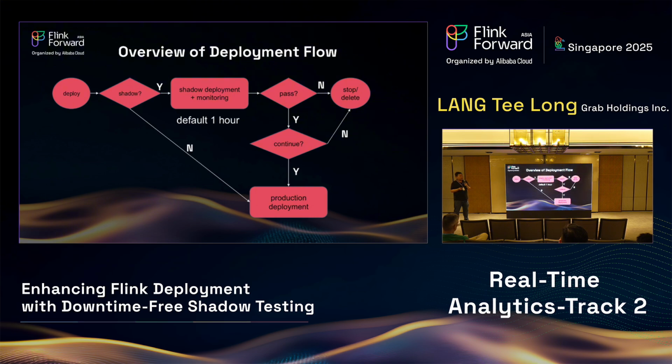If it fails, it stops there, and it will be pending for the user to debug the shadow pipeline. If it passes, it sends a notification to the user to approve or reject the deployment of the new version of the application to production. I will explain in a bit more detail in the actual architecture.